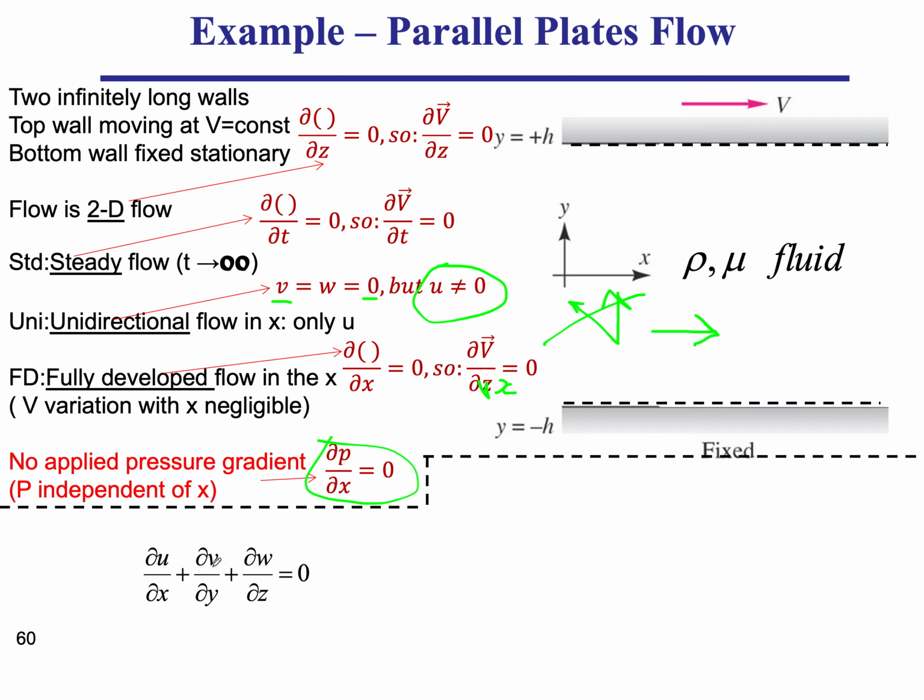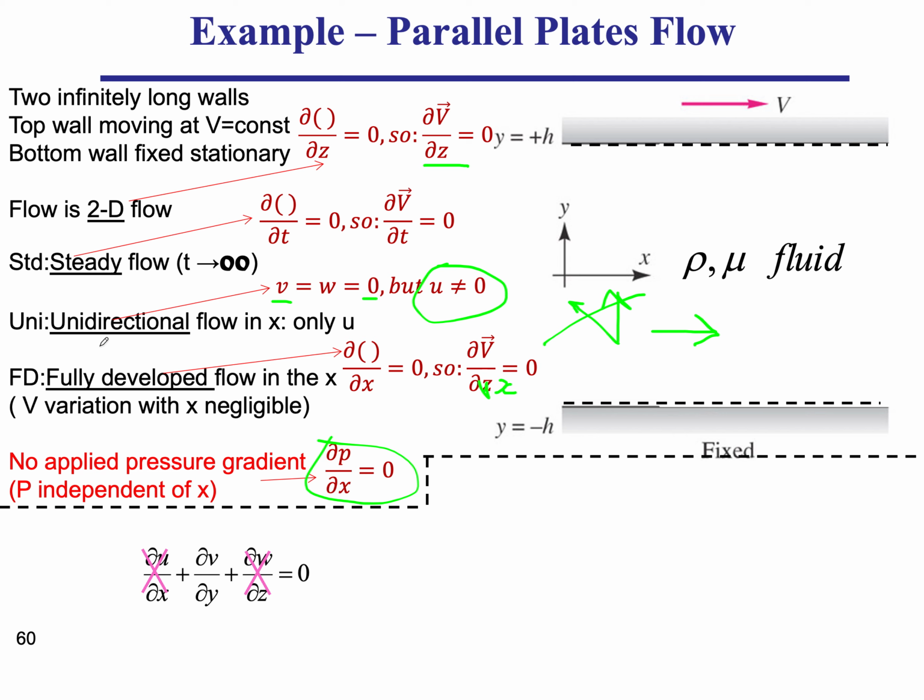We can get rid of the v, so we can say that dv/dy and dw/dz are 0 just by saying that the flow is unidirectional, which tells us that du/dx is 0. But we can also say from the assumptions that we're given that du/dx is 0 because it's fully developed. We can say dw/dz is 0 because it's two-dimensional. dv/dz is 0, which gives us that dv/dy is eventually 0.